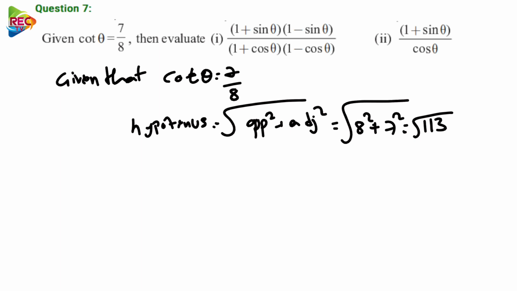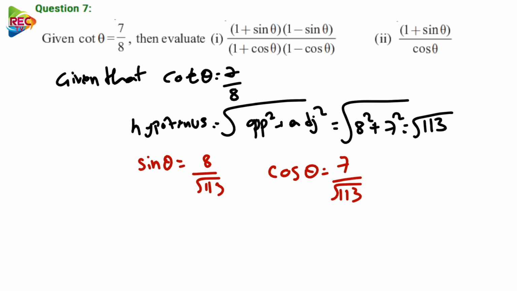So sine theta equals opposite side by hypotenuse. So here opposite side of the angle is 8 by hypotenuse equals square root of 113. And similarly find cos theta. Cos theta equals adjacent side of the angle by hypotenuse. So here adjacent side is 7 by hypotenuse equals square root of 113.